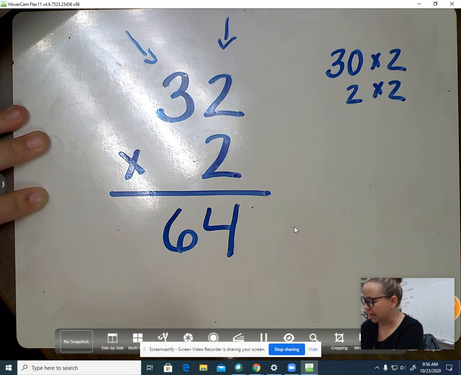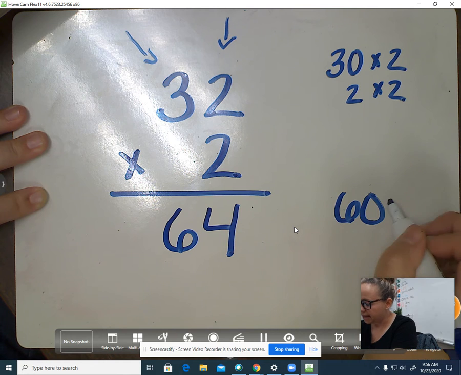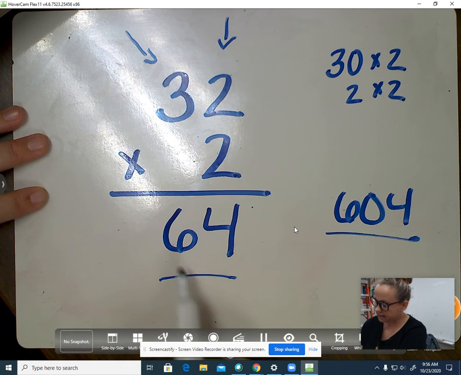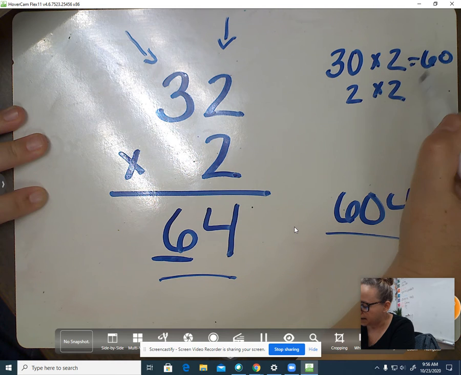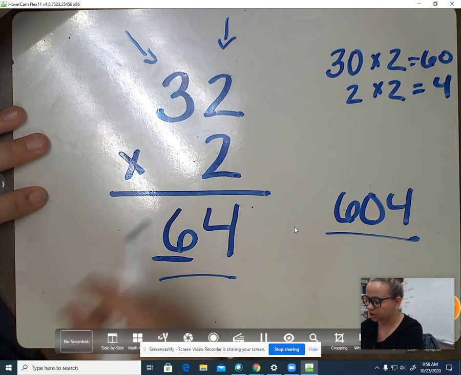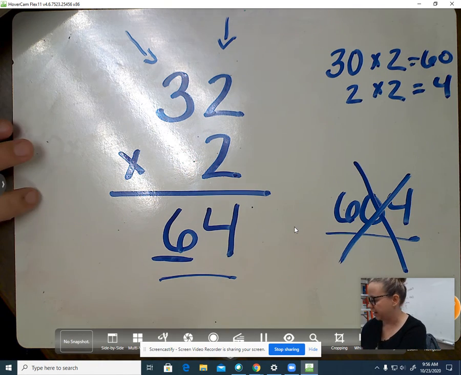Now, sometimes students will make the mistake of writing 60 and they have that 4. Whoa, that is not the same answer as this, right? 60 is here because it's in the tens place. So if I did it this way, I would get 60 and I would get 4. And when I add those together, I would get 64. So 32 times 2 is 64, not 604. Not the same thing, right?